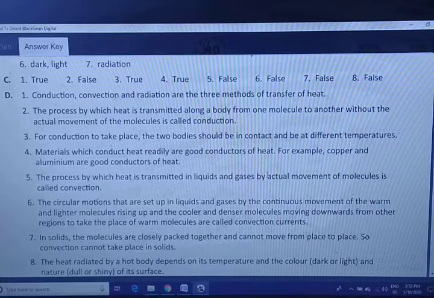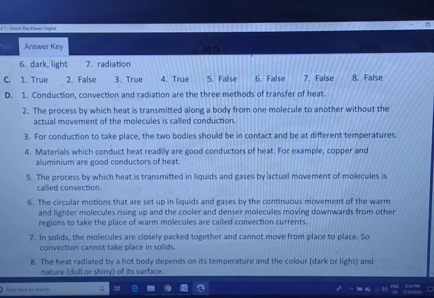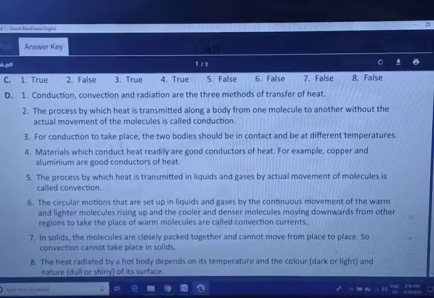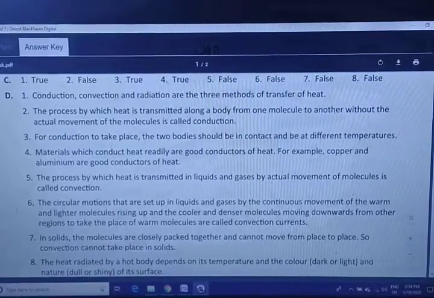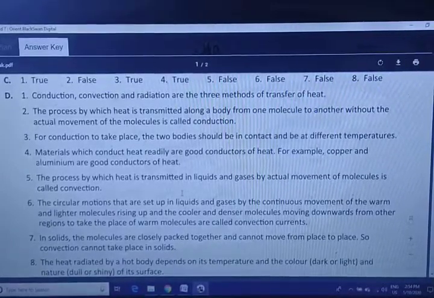Fourth one, what are good conductors of heat? Give 2 examples. Materials which conduct heat readily, meaning very fast, are called good conductors of heat. So it's written also, materials which conduct heat readily are good conductors of heat. For example, copper and aluminum are good conductors of heat.